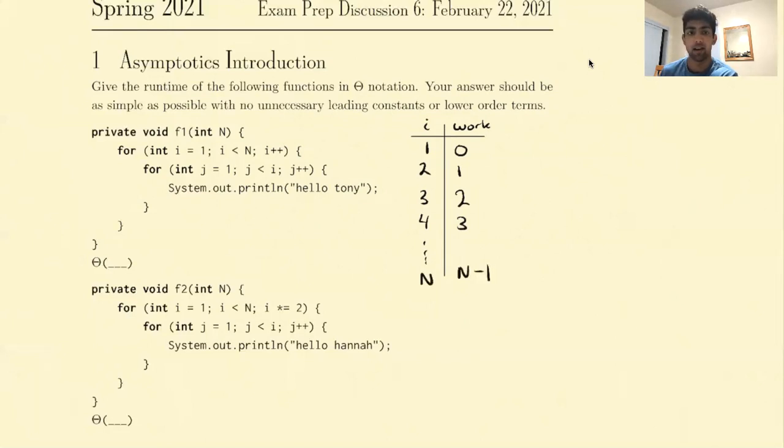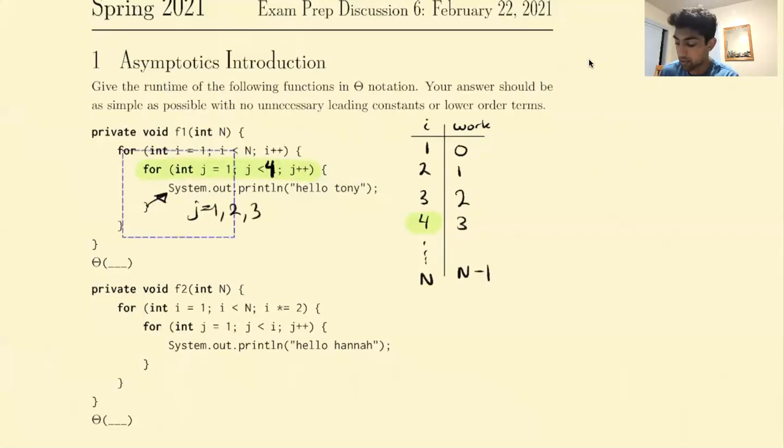Okay, and how did I get the numbers in this column right here? Well, notice that, let's just say that i is equal to 4, right? What'll happen is that this for loop will look like j is less than 4. So then this thing will get printed when j is equal to 1, 2, and 3, right?